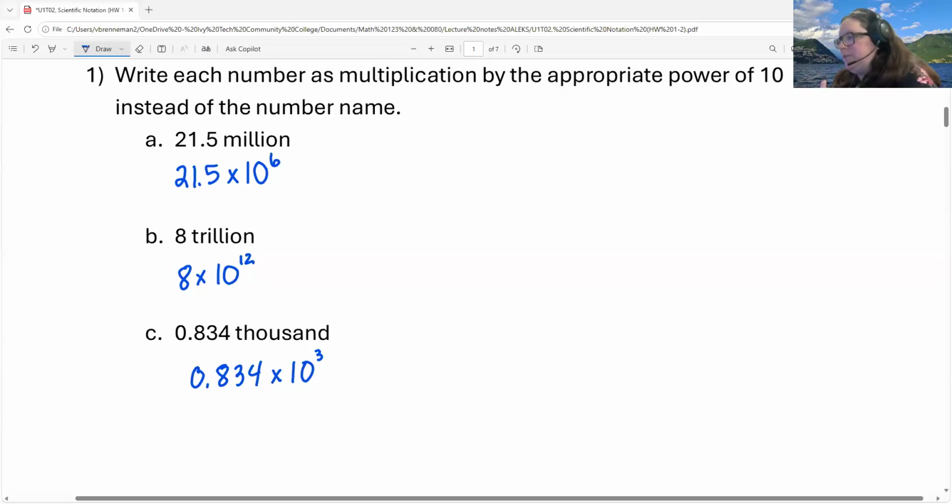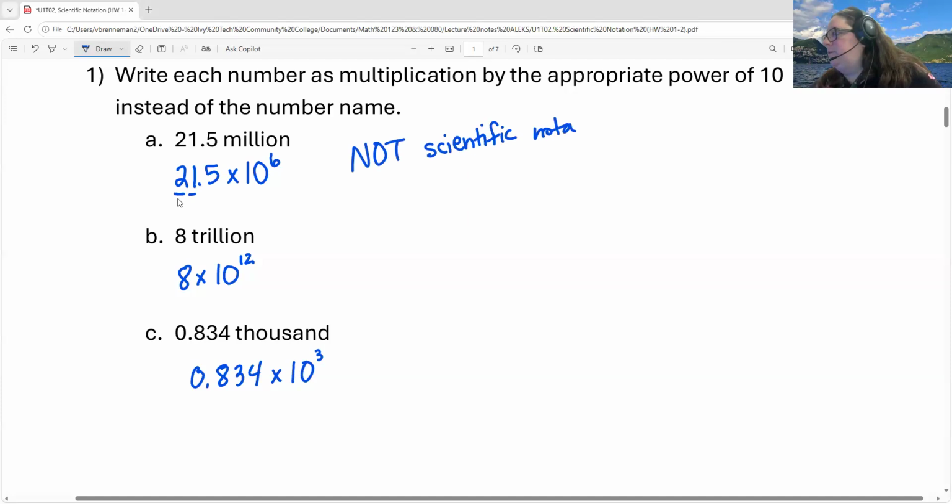So as an example, we have some numbers here that are numbers times the power of 10. And looking at this first one, there's too many digits before that decimal point. So this one is not scientific notation. So if I write this out, it's 21.5 million. It's 21, comma, 5, 0, 0, and then my other zeros.